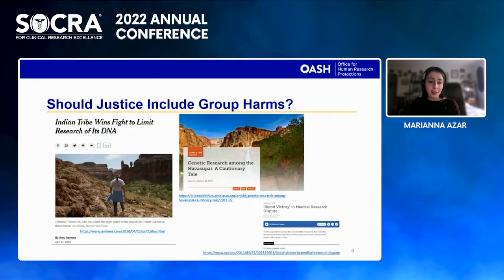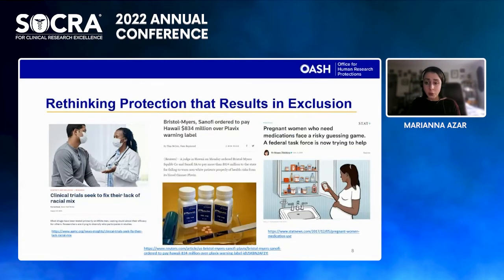More recently, we've also seen the impact that exclusion of certain groups from clinical trials, such as the exclusion of pregnant women from the first wave of COVID-19 vaccine studies, has on public health and efforts to address public health emergencies, such as the COVID-19 pandemic.